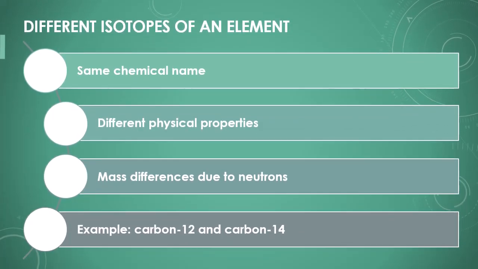Although isotopes of an element have the same chemical name, they have different physical properties. This is due to the differing mass, which is determined by the number of neutrons. For example, carbon has both stable carbon-12 and radioactive carbon-14. Both are carbon, but differ in mass.